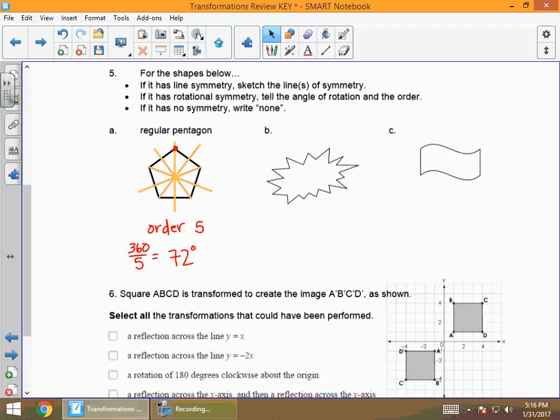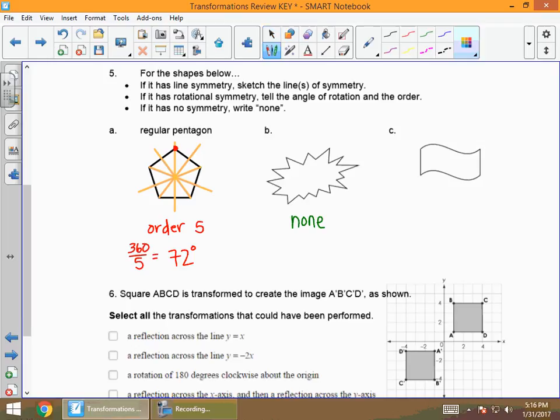Letter B there in the middle. As I look for line symmetry, there are none. And if I think about trying to rotate this, there's nothing I can do to rotate this. This thing is not symmetric at all. It has none in the way of symmetries.